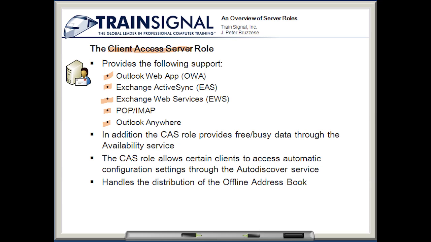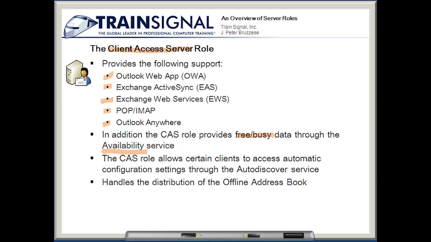So you might want to use your Outlook client, and Outlook Anywhere allows you to do that. But remember, it's the client access server role that's going to provide that functionality. Okay, now let's move forward and talk about some of the other things that the client access server role provides. For example, the client access server role provides free busy data through the availability service.